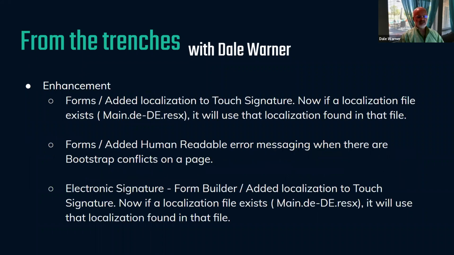And then we added some enhancements, and we'll touch on some of these as well in the hands-on portion. One is that there's localization now for touch signature. The touch signature has the ability to clear the signature out, but it had the English words clear signature under it. Now, if you have multiple languages enabled, you're able to do that in another language.